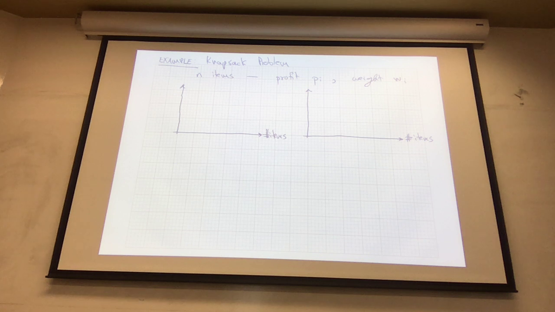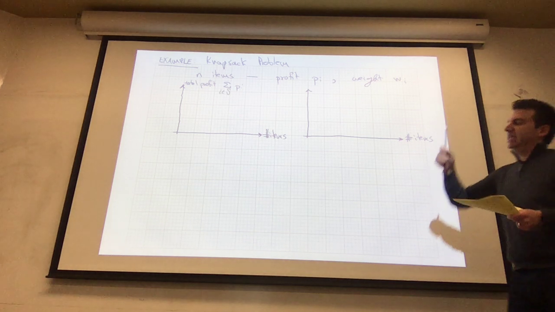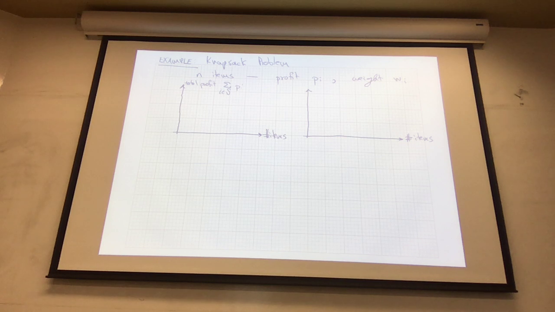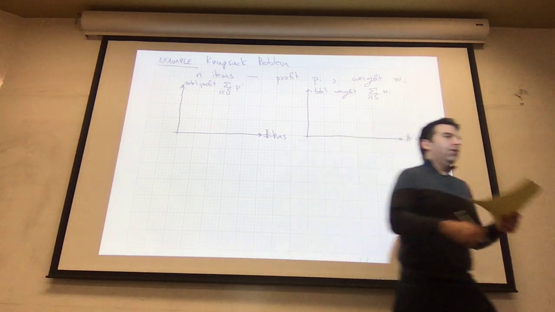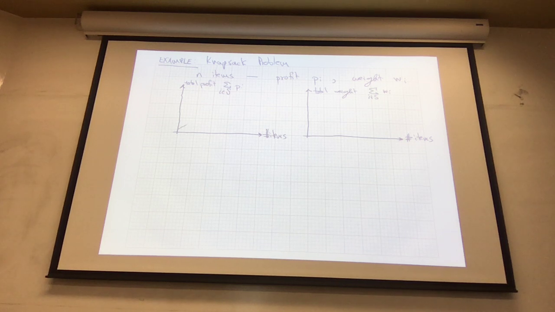on one side, I'll make total profit, which I can write as the sum of P_i for all i in my set S. So I'm trying to choose the set of items S. And on the other side, I might say total weight, and that is the sum of all the items I've chosen, of all of their individual weights. Now, both of these are going to look something like a 45-degree line, or like a line that is pointing in the same direction.